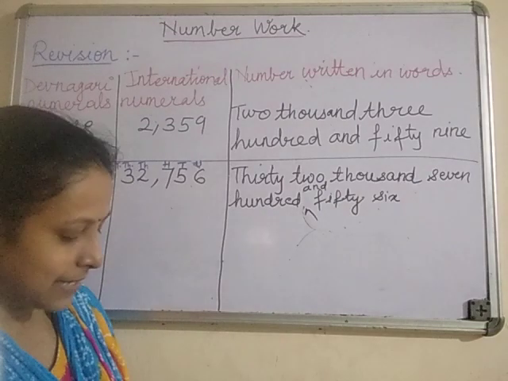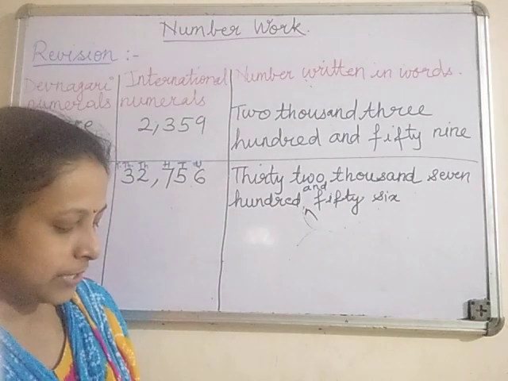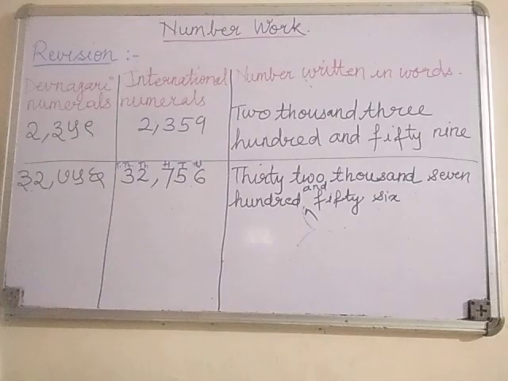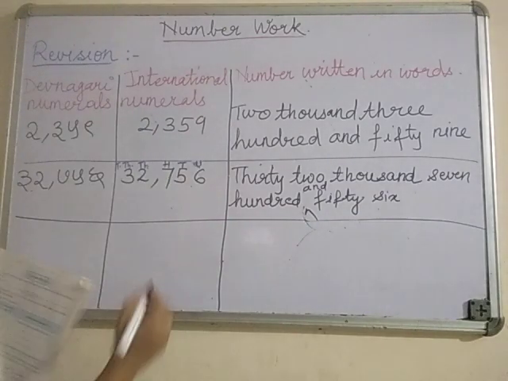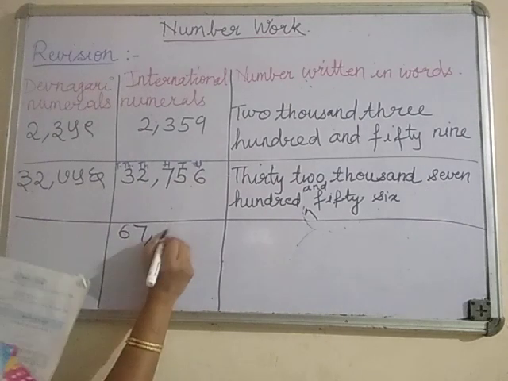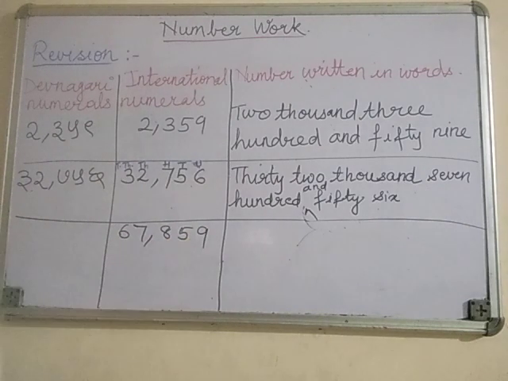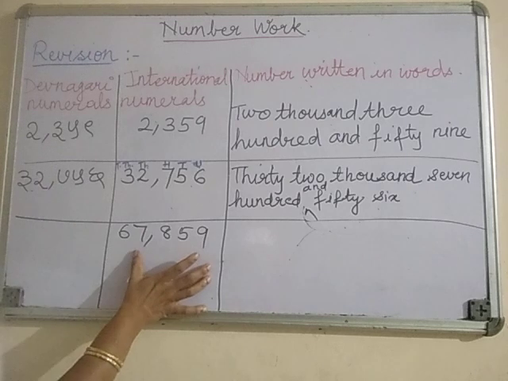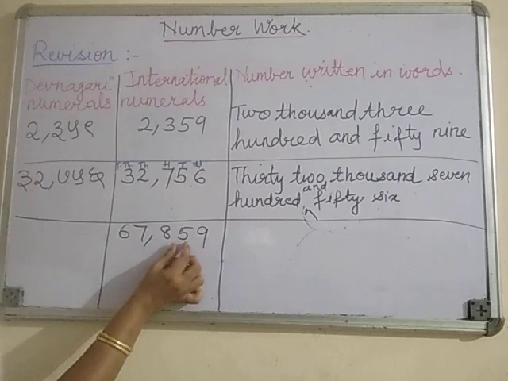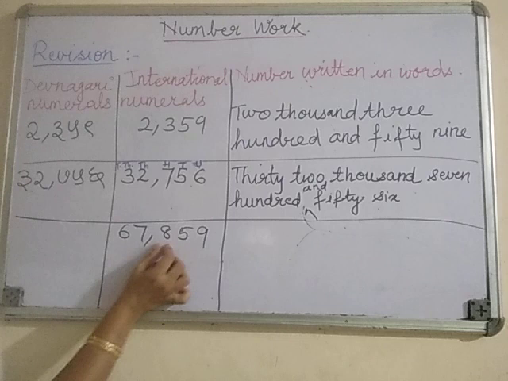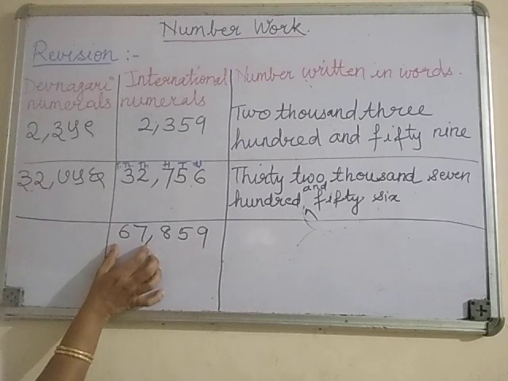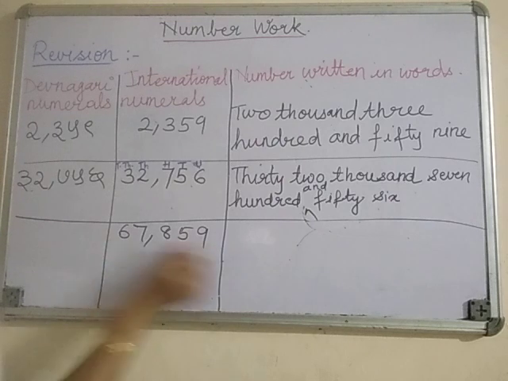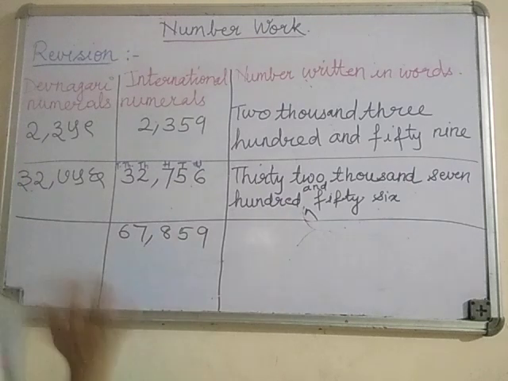Now the next one is not given in Devanagari numerals, but the international numerals are given like this: 6, 7, 8, 5, 9. Again this is a 5-digit number. If you recall, this is the units place, tens place, hundreds place, thousands and 10,000. So the number will be read as 67,859. You write it the same way here.